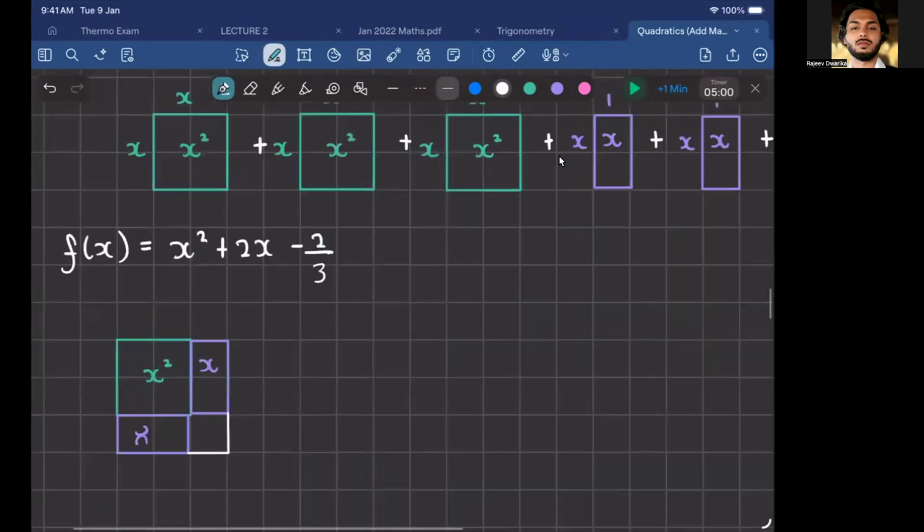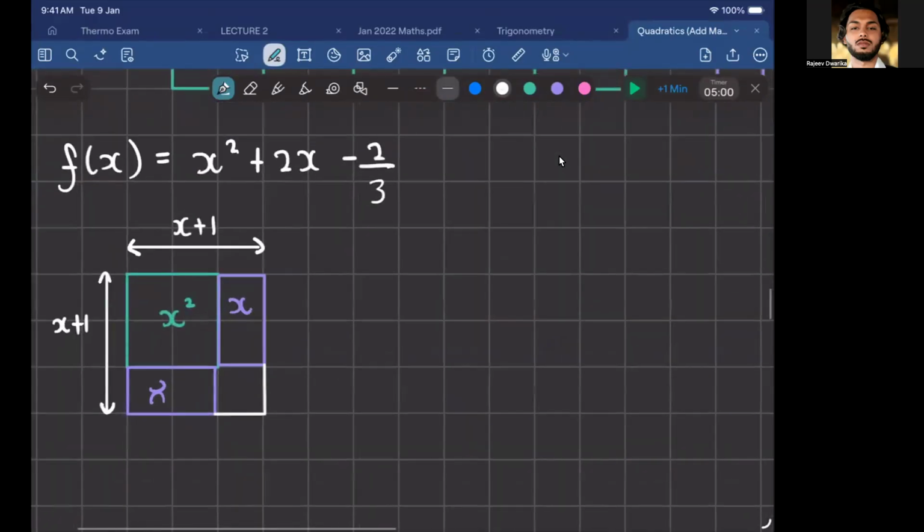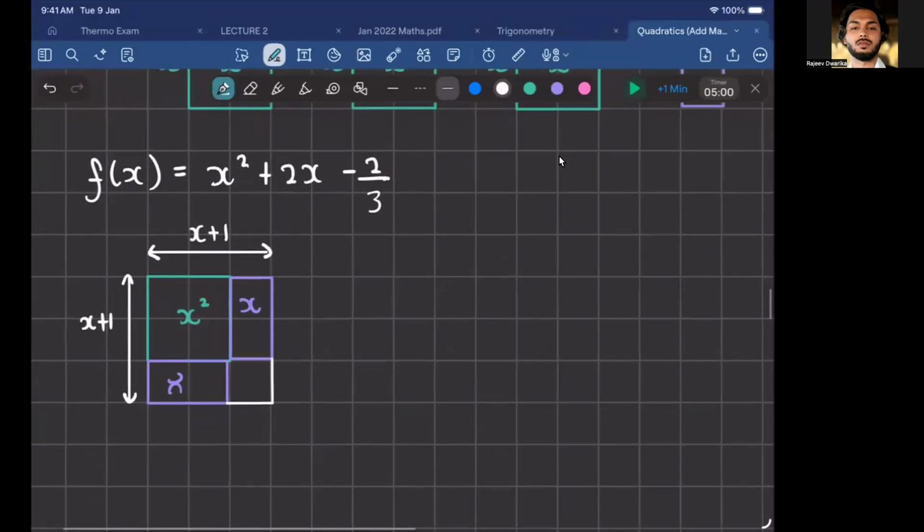Okay, so let me see how this is going to work out. We are actually missing a small piece, but let's calculate the dimensions first. This dimension would be what? x plus 1. And this dimension will be what? x plus 1. Okay. And let's figure out how much we are missing. What is this dimension? 1. And this dimension here? 1. So we are actually missing 1.